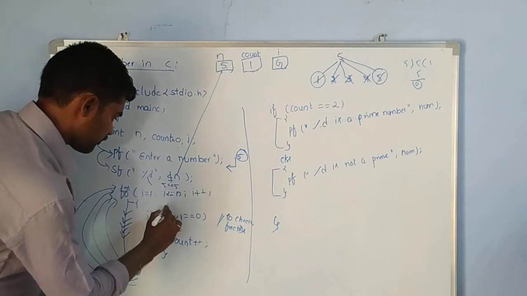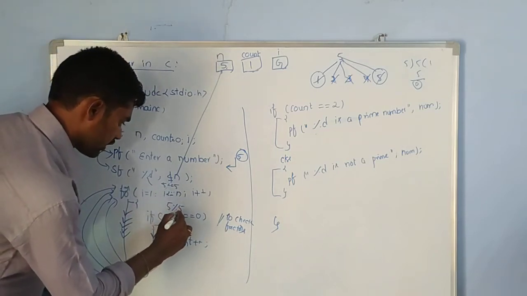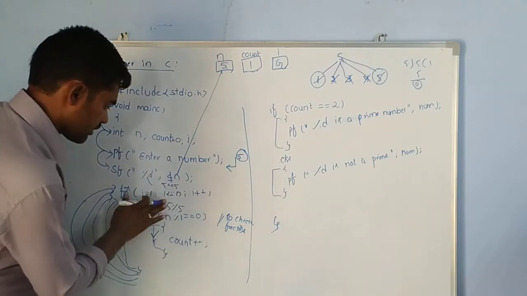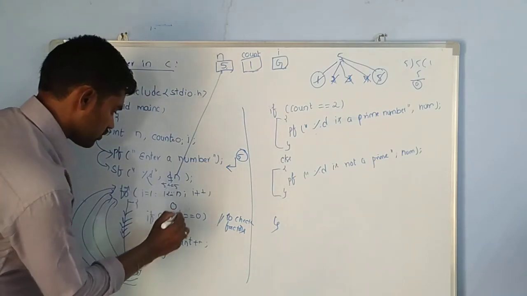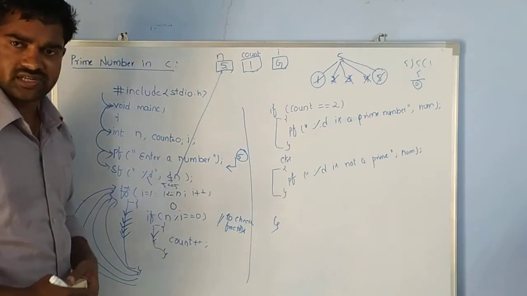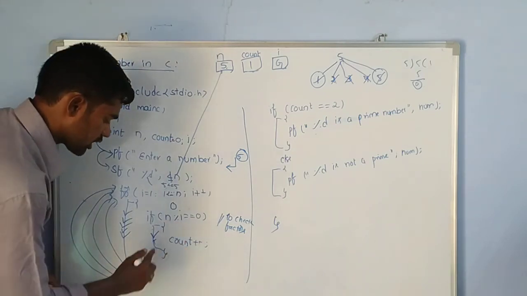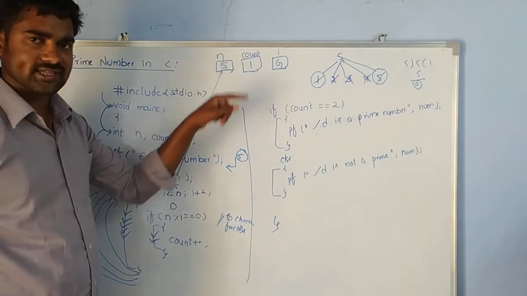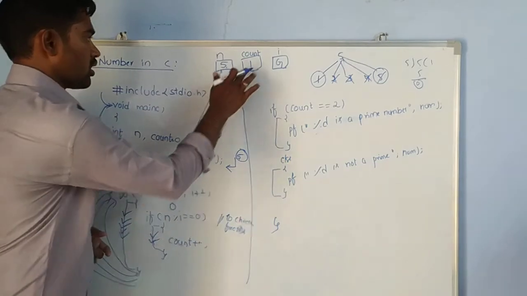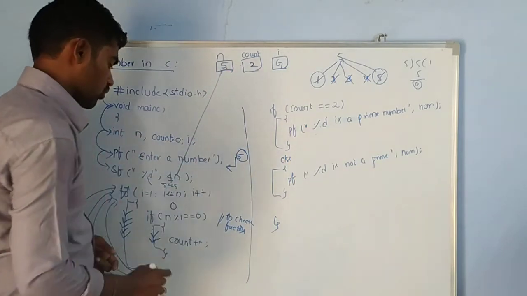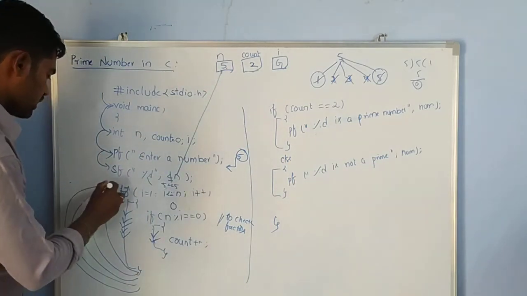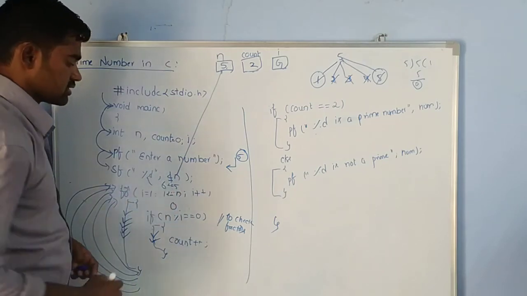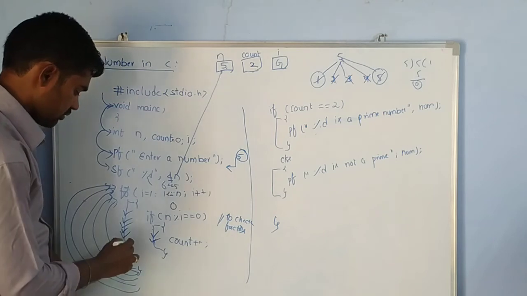Here 5 % 5. The remainder is 0. 0 is equal to 0, the condition is true. Count gets incremented. Before that count was 1, now it is incremented to 2. So count equals 2. Again the for loop is repeated, and now i equals 6. Is 6 less than or equal to 5? The condition is false.